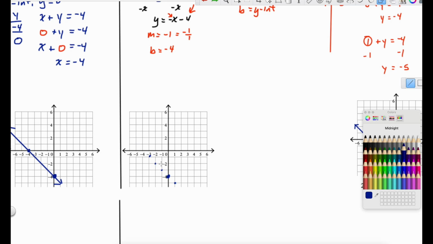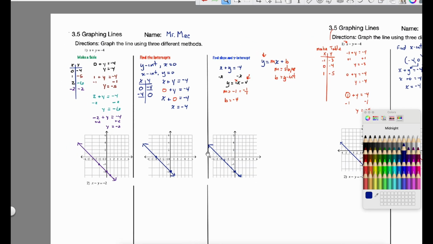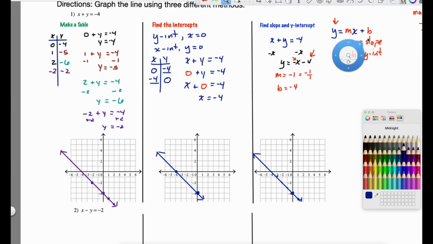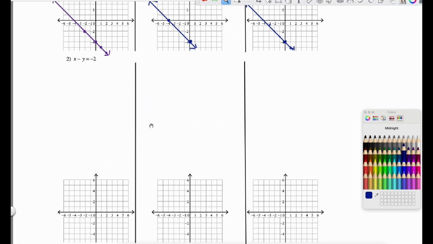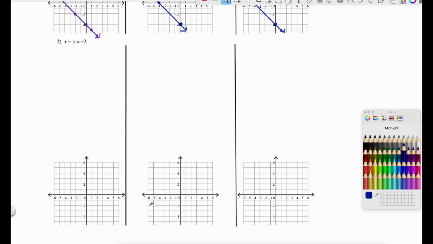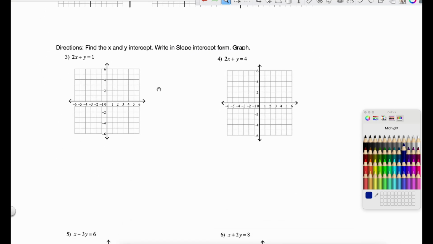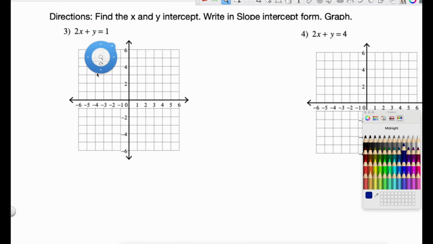And almost kind of missed that a little bit. All right, there it is. And you can see that these three methods all give us the same line. Okay, very good. So those are three different methods. You can try number 2 on your own. Let's take a look at number 3.